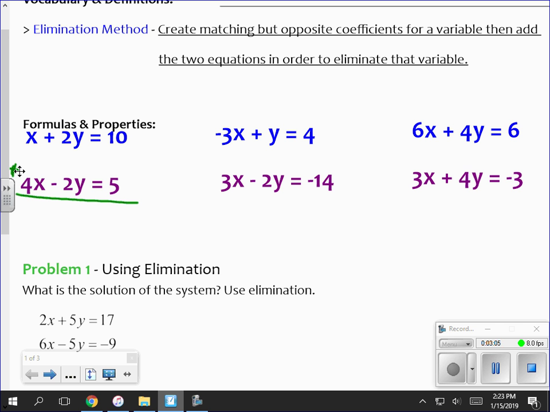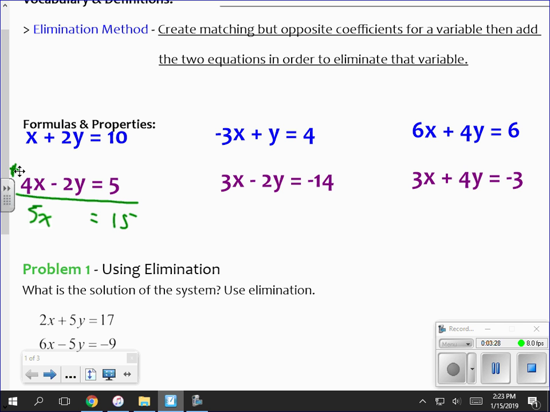Okay. So x plus 4x means that I have 5x. 2y plus negative 2y, my y's cancel. No more y's. 2 minus 2 is 0 y's. Bring down the equals. 10 plus 5 is 15.